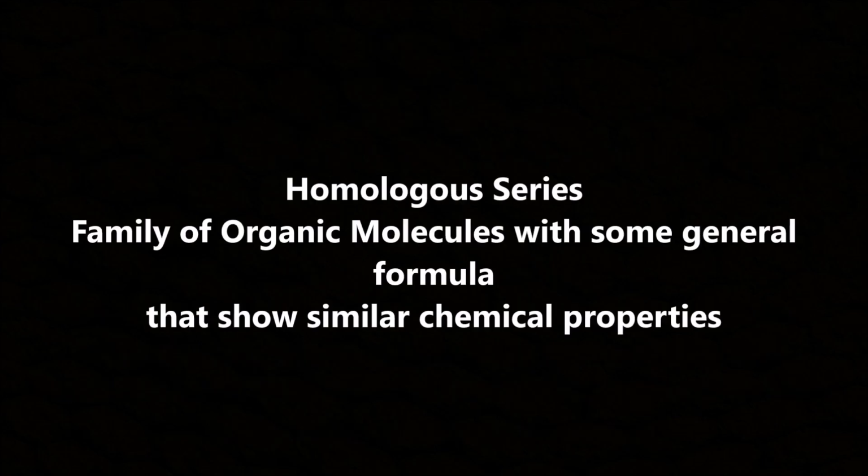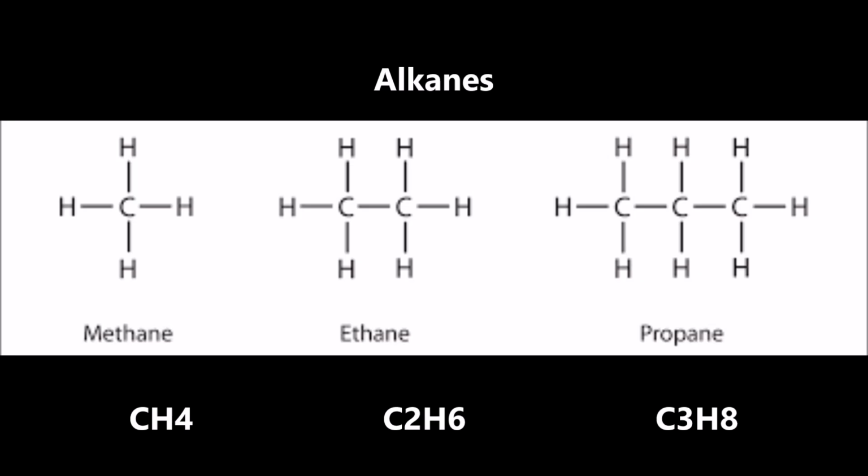In the homologous series, this is a family of organic molecules with a general formula that shows similar chemical properties. These are the alkanes, notice ANE. There's a structural formula which you will probably be required to answer in your question, and there's methane, ethane and propane. Notice the ANE and their formulas written below them. So methane CH4, ethane C2H6 and propane C3H8.